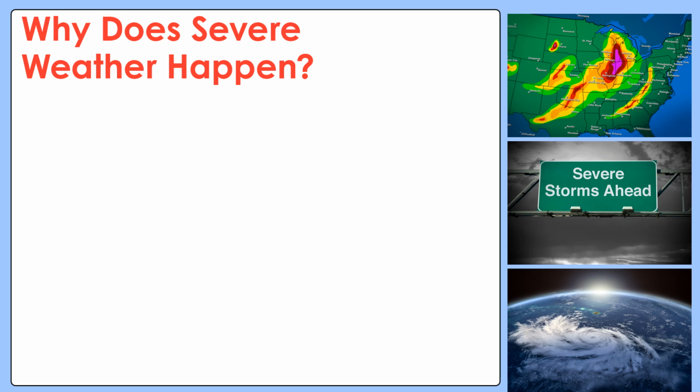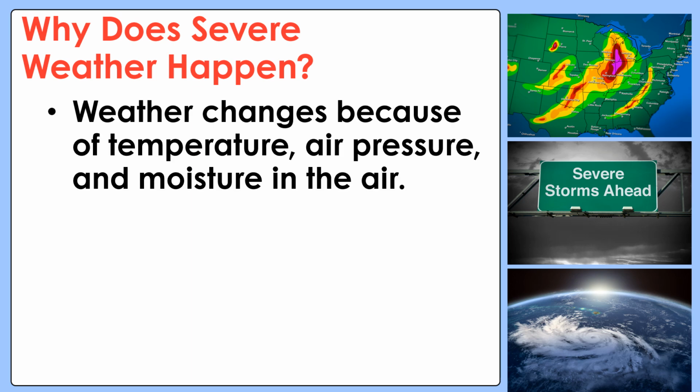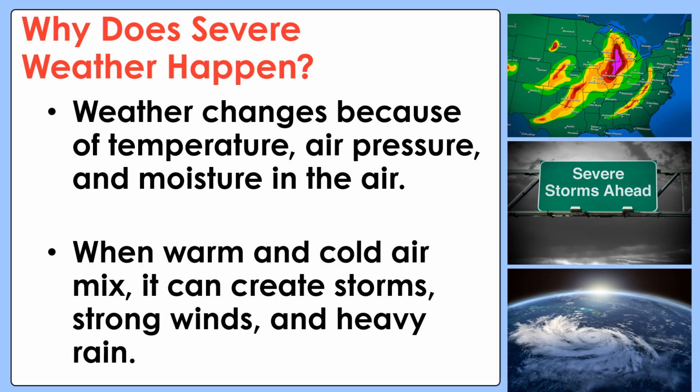Why does severe weather happen? Weather changes because of temperature, air pressure, and moisture in the air. When warm and cold air mix, it can create storms, strong winds, and heavy rain.